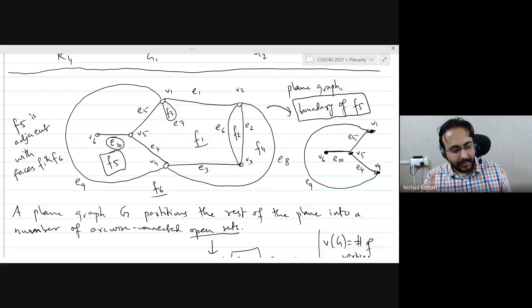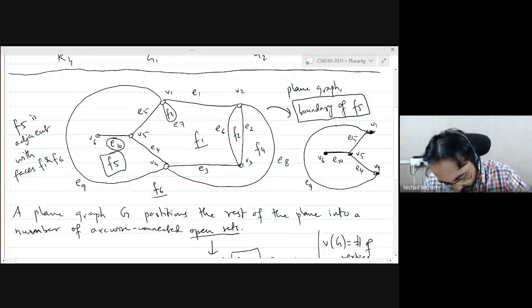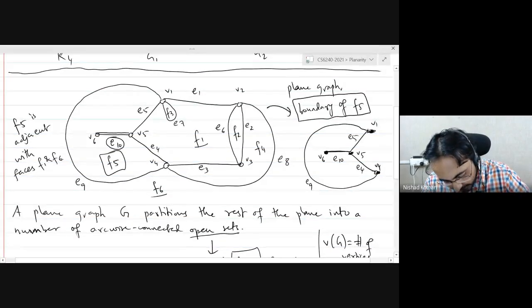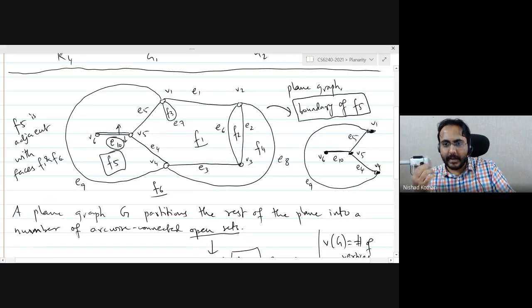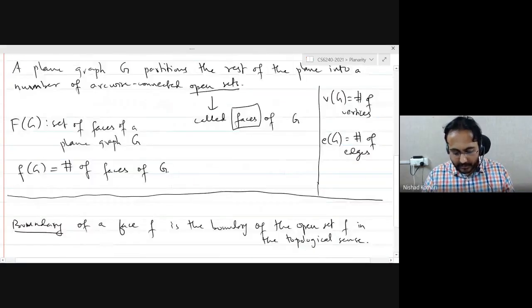Okay? In the same sense, we are going to think that a cut edge is incident with the same face twice. So this edge E10 here, it is incident with the face F5 on this side, and it is also incident with F5 on the other side. So if you make this change for convenience, then you can get a nice formula. And that is the motivation for the next discussion.